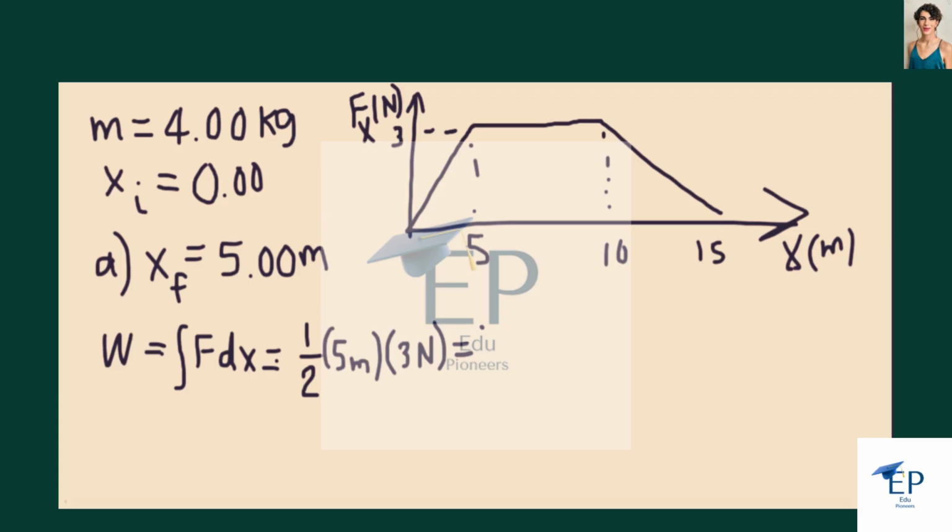So that's going to be 5 times 3 is 15, divided by 2 is 7.5 joules. And that's going to equal the change in kinetic energy. But the initial kinetic energy was 0. So that's just going to be the final kinetic energy, which is 1/2 mv squared.